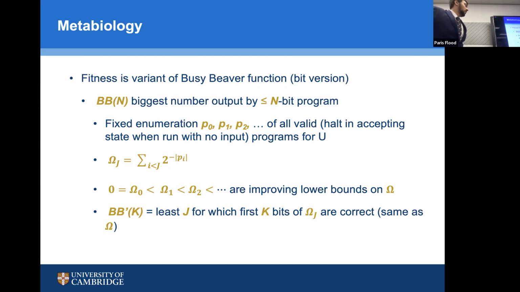And so Chaitin actually says, okay, we're going to change this a little bit. What we're going to do is enumerate all the halting programs, and we're going to get improving bounds on the halting probability omega, right? And then we're actually going to redefine the busy beaver number as the least j, the number of programs, for which the first k bits of these lower bounds on omega are correct.